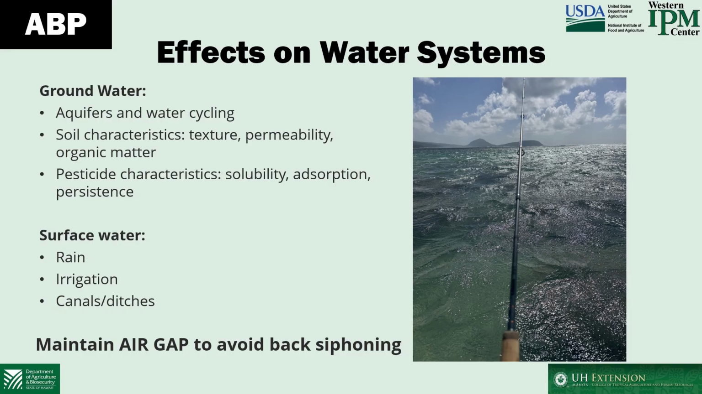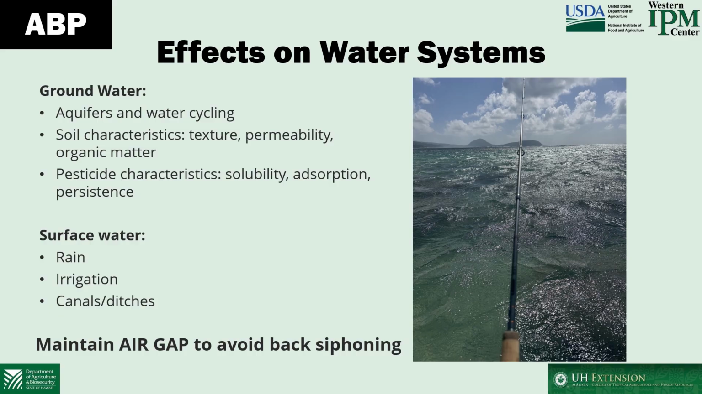we're talking about the texture and the permeability of the soil, and we're talking about the pesticide's ability to bind to soil and its likelihood or its solubility, how much it likes flowing along with water. And it's not just groundwater that we're concerned about here in Hawaii. We're also concerned about obviously rain, but also irrigation waters and water in canals and ditches.